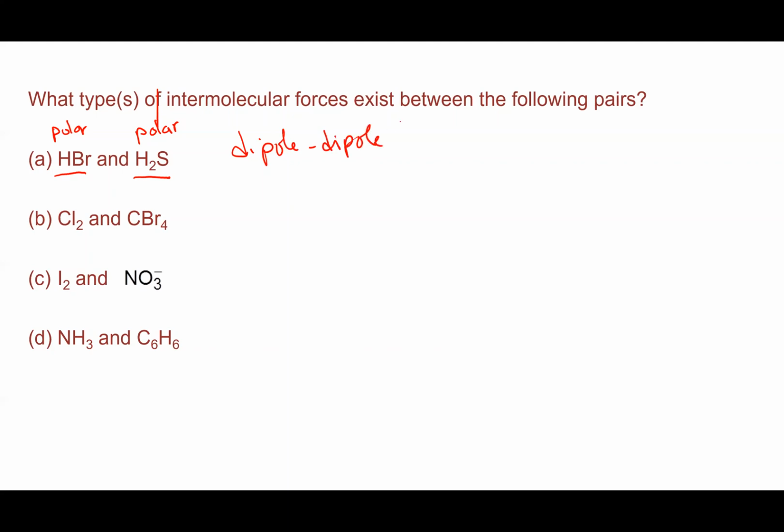Right? This second combination here, chlorine is non-polar. CBr4 is also non-polar, so there is no special type of interaction. The only possibility is that they have dispersion forces, as we explained in the previous slide.